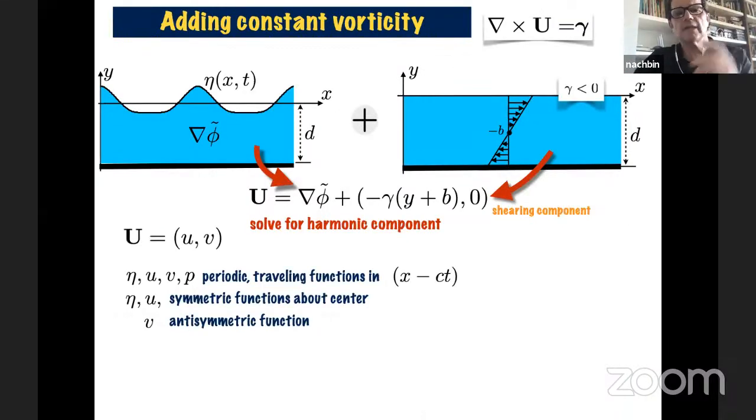Okay, so again, as I mentioned, you can decompose your velocity field in this way. You have basically the shearing component, which is constant vorticity. We have the harmonic part, and we're going to exploit properties of the harmonic part using conformal mapping and other things to compute this and to find things in an efficient way. So all these functions are periodic traveling functions. There are proofs that the wave is symmetric and so on. That helps us to break the domain and find things. And the velocity is anti-symmetric and so on.